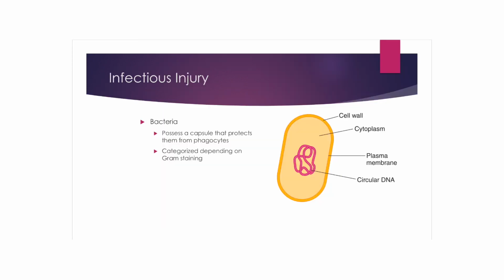So we said one of those invaders that can cause infectious disease is bacteria. And bacteria possess a capsule that protects them from phagocytes. Phagocytes are those white blood cells that will actually eat, if you will, through phagocytosis, different things within the body, whether it be different parts of cells that have died or invaders, different types of pathogens that try to enter the body. Okay, so that's one of the first things you need to know about bacteria, that it has a capsule that protects it from phagocytes.